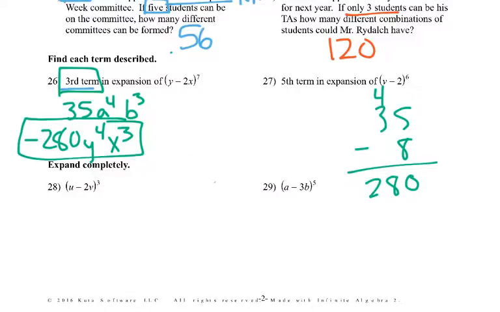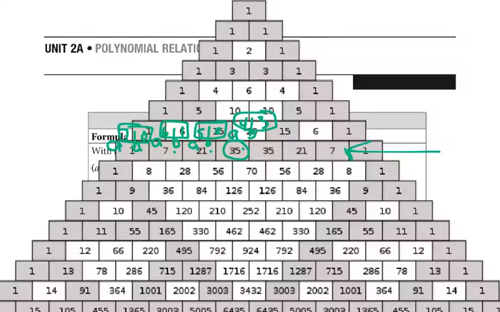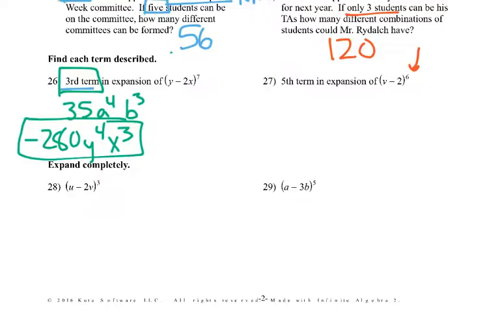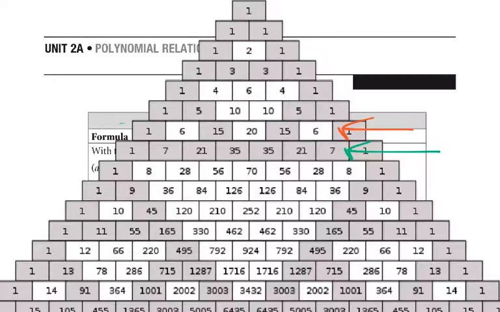Okay, so now we do it for 27. Same idea. Our power is 6, so we're going to be here at the 6th row. We want the 5th term, so 0, 1, 2, 3, 4, 5. So it would be 6 right here.